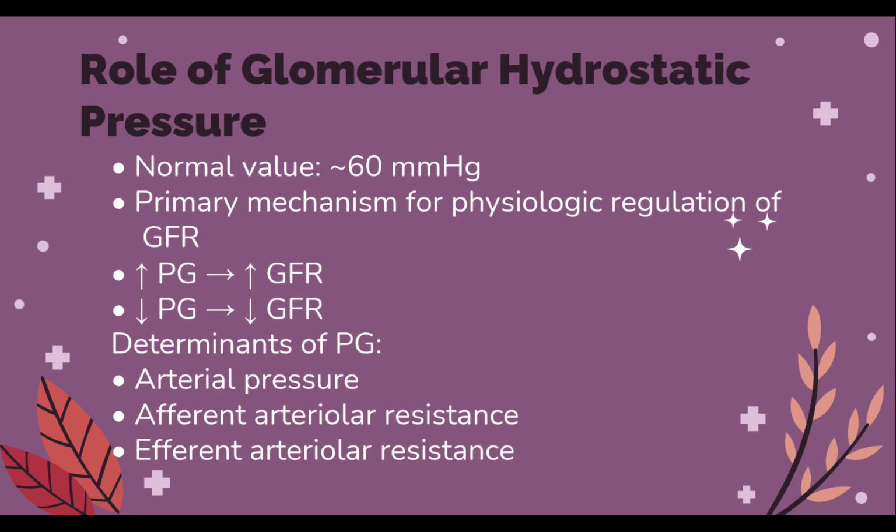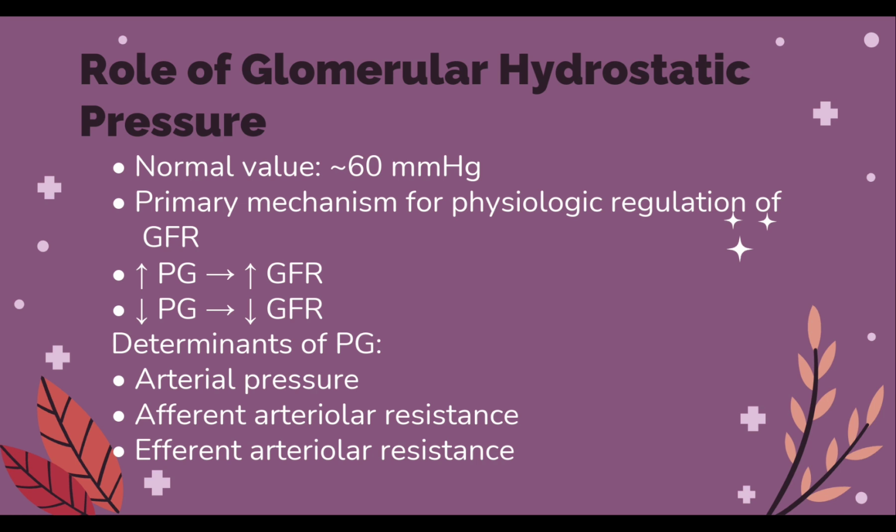What is the role of glomerular hydrostatic pressure? When we talk about the normal value, it is usually about 60 millimeters of mercury. So this is the primary mechanism of physiological regulation of glomerular filtration rate. When the glomerular hydrostatic pressure increases, it also increases the glomerular filtration rate, and when the glomerular hydrostatic pressure decreases, it decreases the glomerular filtration rate. So this is the primary mechanism.